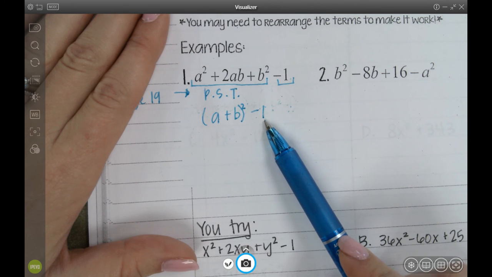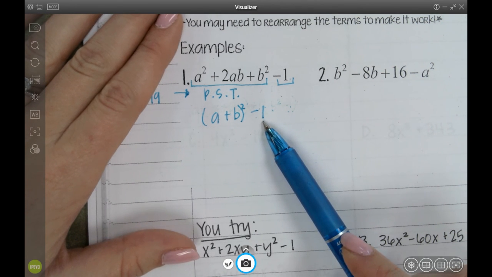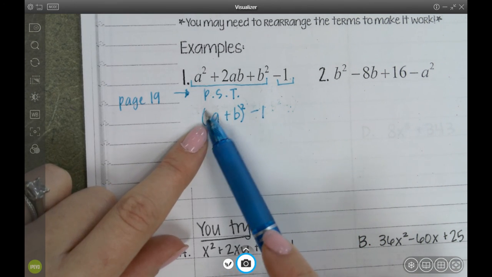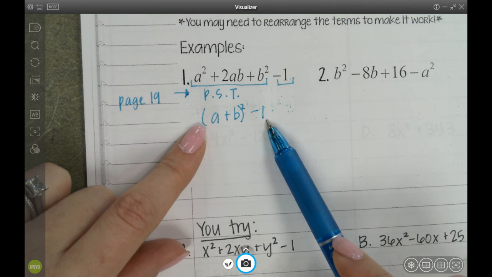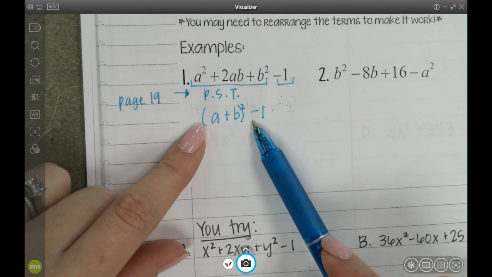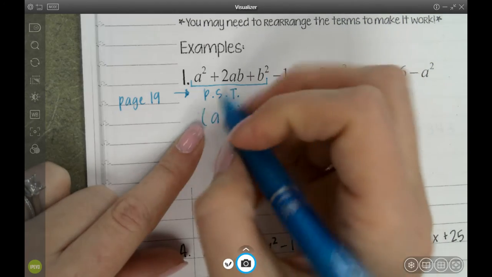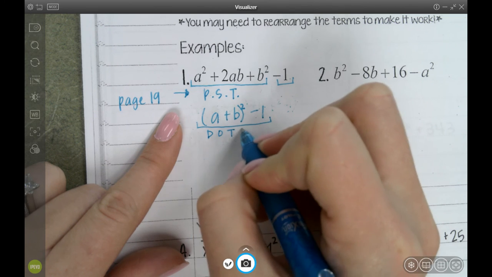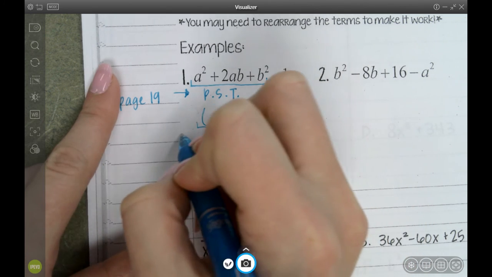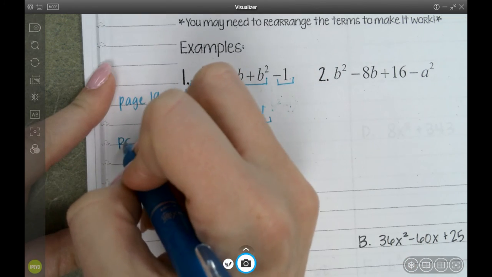Okay, this is where it's going to hurt your brain a bit. Now, is this a perfect square? Isn't it something squared? Is 1 a perfect square? Are they being subtracted? Now you have the difference of 2 squares, which was on page 18. Okay, so this right here is the difference of 2 squares, which you saw on page 18.